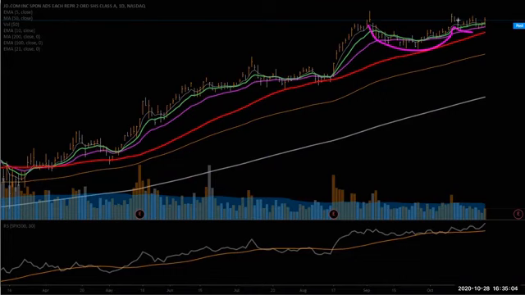So you have that setting up over here. You have the U-shape cup. The handle is forming over here. And also look at the dry up in the volume on that handle. That's another key part of the cup with handle pattern too. You want there to be a dry up in volume in the handle. The handle should be moving sideways, or it can be drifting down. If you see handles that are kind of wedging upwards, right? So when this pattern started out, well, let me grab the annotation tool again.